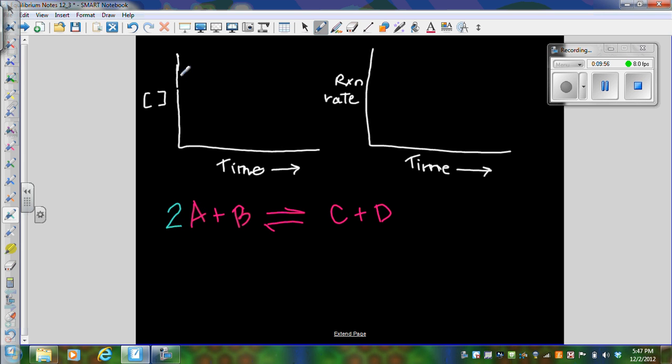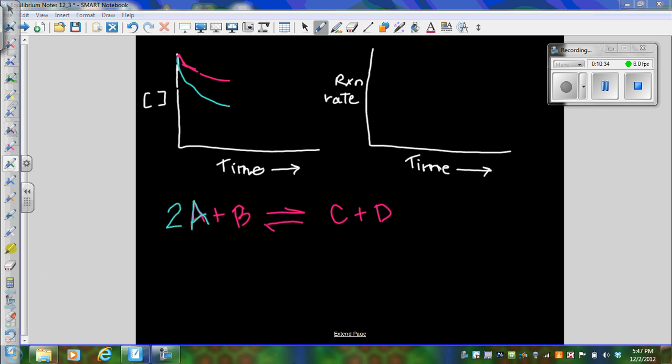Okay, so initially we have a certain amount of A, and I'm going to make it light blue. So we have some concentration of A, and over time, that concentration of A is going to decrease. And then we also have some amount of B, which should be half of whatever this is if we're not going to run out of it. So that will be decreasing as well, but the slope is not going to be as extreme because it only has a coefficient of 1 instead of 2.